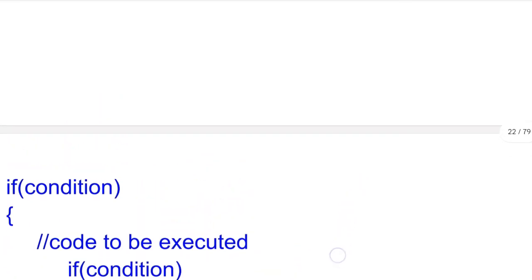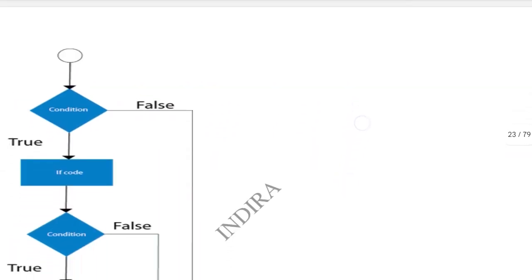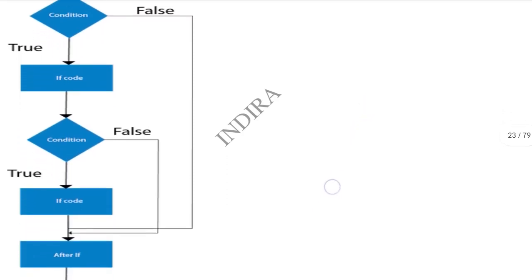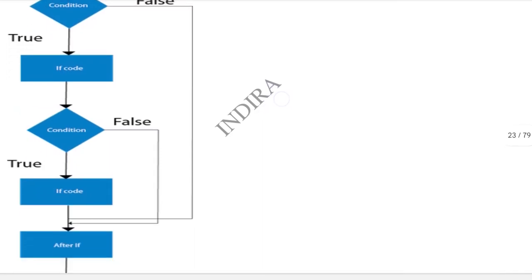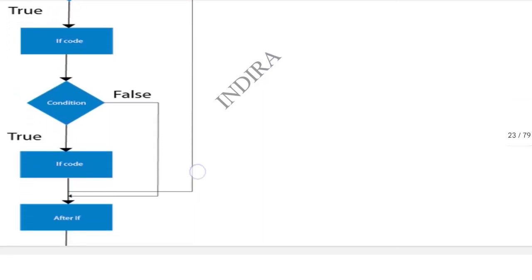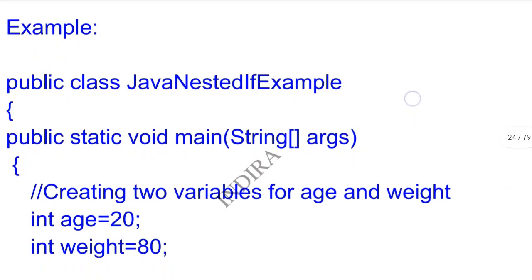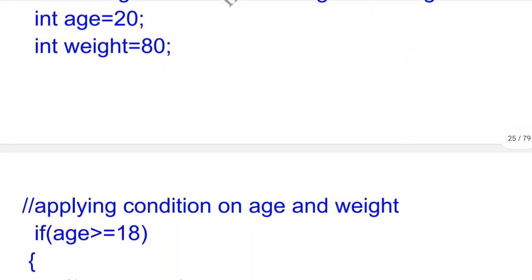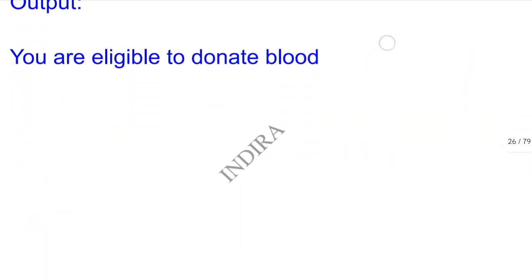This is the syntax for the nested if statement. This is the flow chart. If you observe that flow chart, if the condition is true then it goes into the if block. If the condition is false, it again comes to the after if, that means the else condition. This is the example for nested if, and the output for that nested if example.